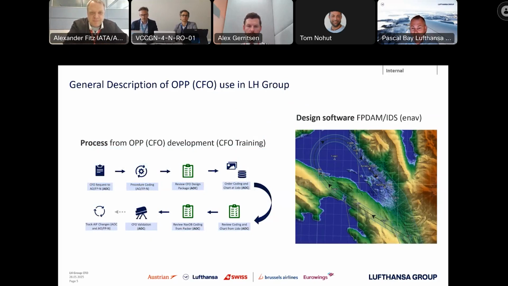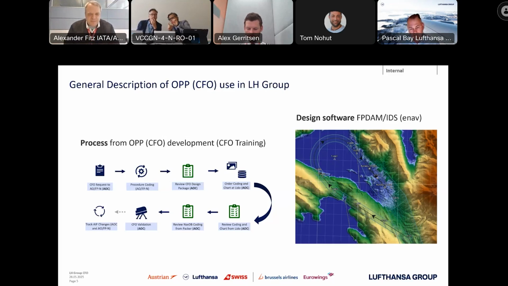Thank you also for the presentation before from EasyJet. It showed exactly the same safety benefits we are looking for with these procedures. Actually, we are flying a bit more than 70 so-called CFOs within the Lufthansa group. I'd like to briefly introduce the procedure process within Lufthansa.